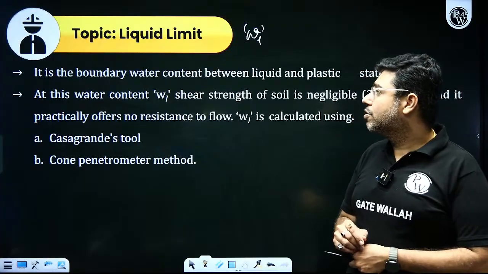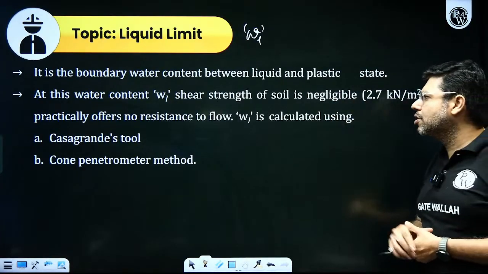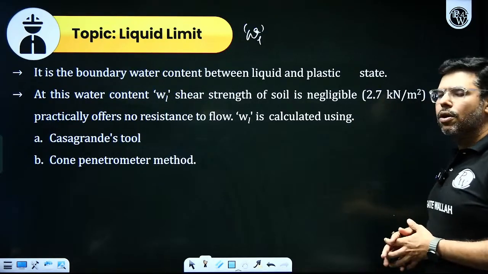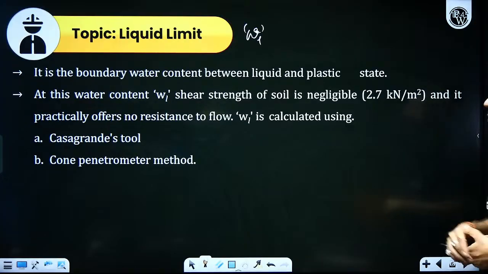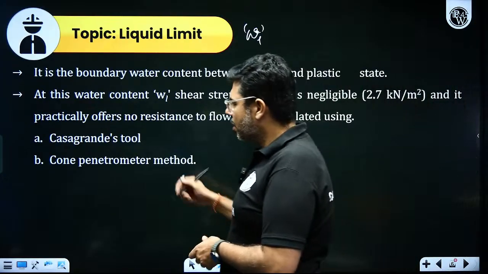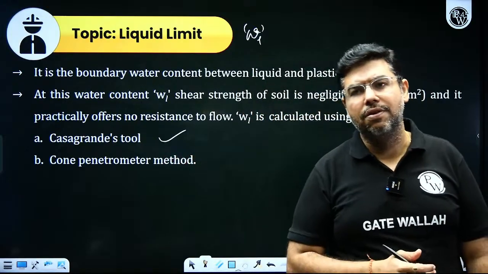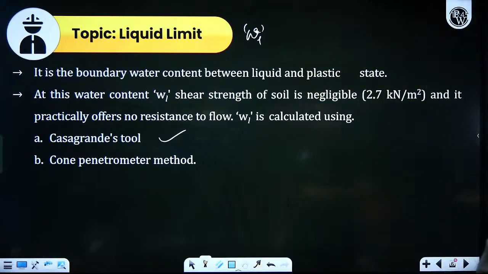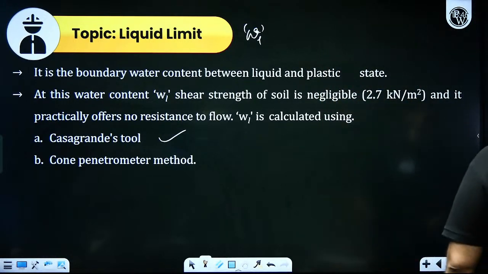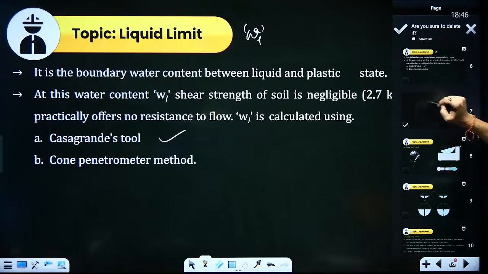Okay. So, it is the boundary water content between liquid and plastic state. At this water content WL, shear strength of soil is negligible, 2.7 kPa, and it practically offers no resistance to flow. WL is calculated using the Casagrande's tool and the cone penetrometer method. Today I would be discussing the Casagrande's apparatus or the Casagrande's experiment in detail. Okay till here, no problem. Now let us talk about the Casagrande's experiment in detail.